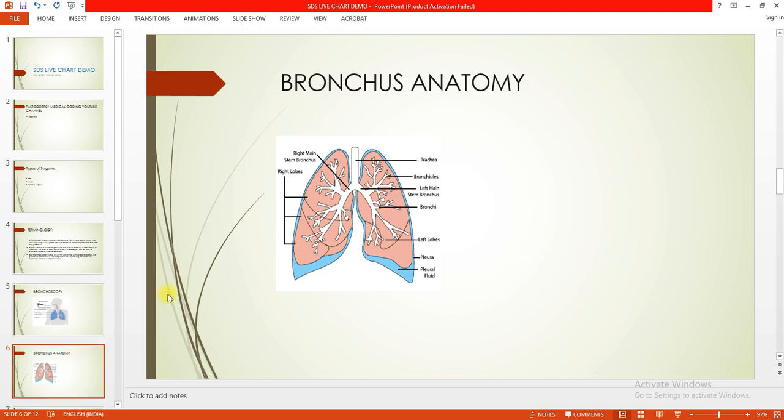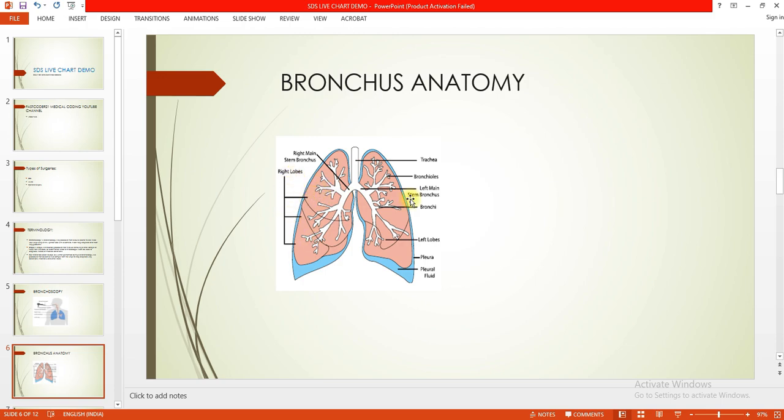Okay, so next we need to understand bronchus anatomy. Why? Because most of the time using the bronchoscopy, the physician will examine part of the lungs as well as the bronchus. Okay, so this is the trachea. These are the bronchioles. These are the left and right main stem bronchus. This is the main bronchus. These are the bronchi. These are the left lobes, pleura, pleural fluid, and these are the lobes. So we have discussed, correct, three lobes. One, two, three.